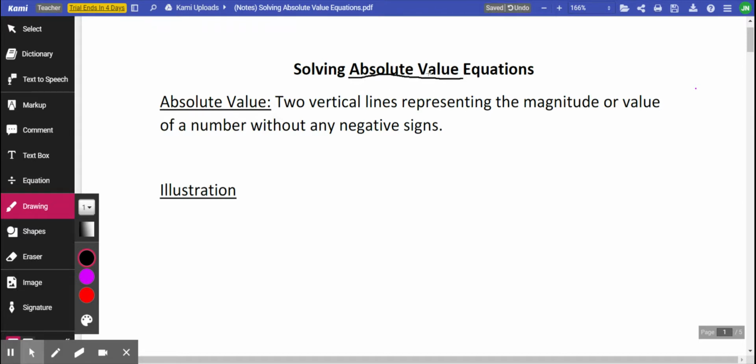So let's start with the fact that the absolute value symbol is basically just two vertical lines, like two lines going up and down vertically. And all that means is that whatever's inside of it, it just takes the absolute value of that number, regardless of the sign. Meaning that the negative sign is completely ignored. We just want to figure out what is the absolute value of that number, regardless of whether it's positive or negative. So absolute value, like I just explained, is two vertical lines representing the magnitude or value of a number without negative signs.